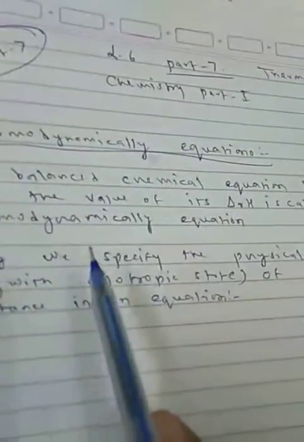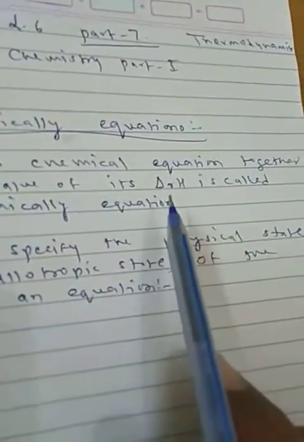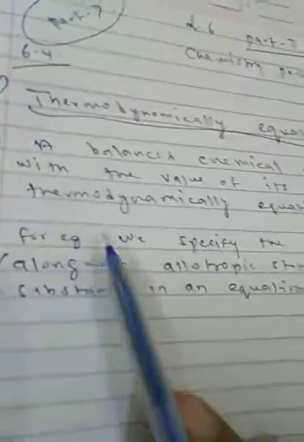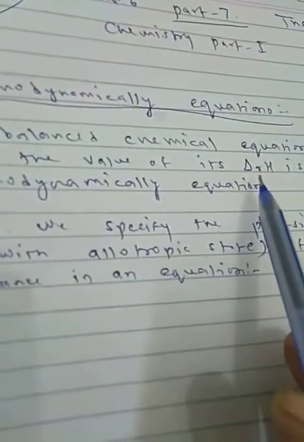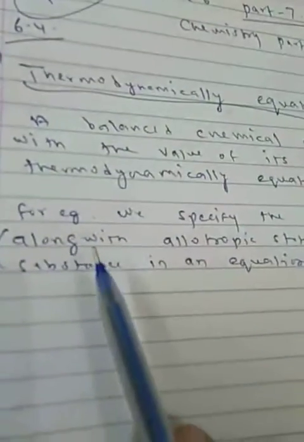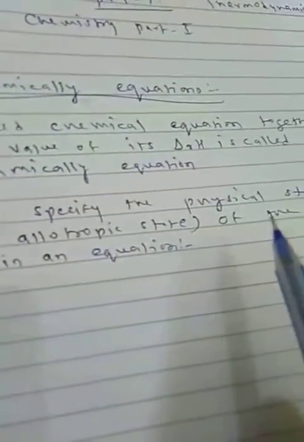What are thermodynamic equations? A balanced chemical equation together with the value of its delta r H, the reaction enthalpy, is called a thermodynamic equation. This is called a thermodynamic equation, a balanced chemical equation. For example, we specify the physical state. Physical state means, along with allotropic states, all states of the substances in an equation.